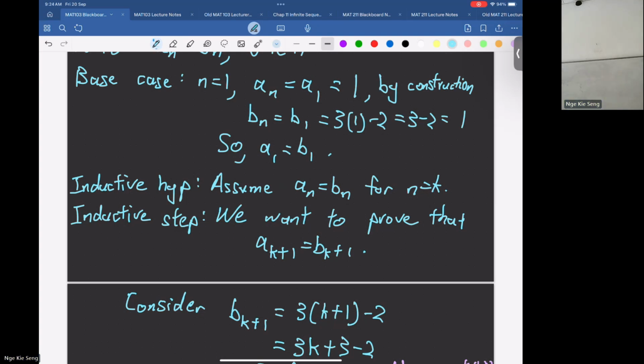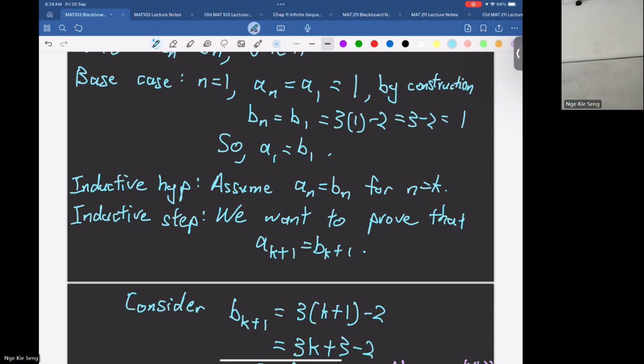In particular, another way to put it is from A1 equals B1, we can deduce A2 equals B2. How? Because by hypothesis, this inductive hypothesis would imply that A(K+1) equals B(K+1). But we proved that A1 equals B1, so A(1+1) equals B(1+1), which is A2 equals B2. And then so on and so forth.